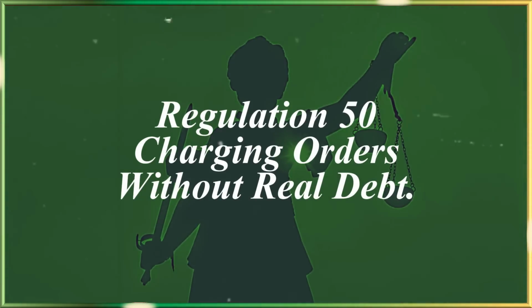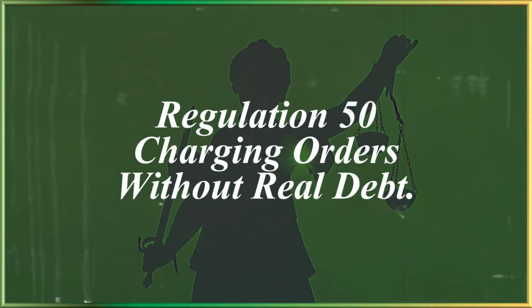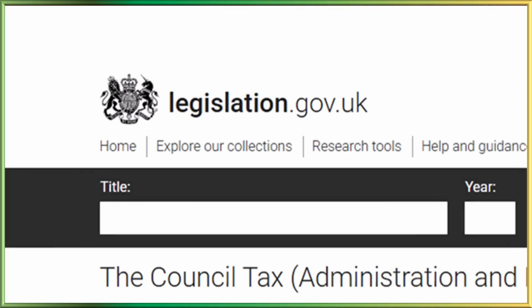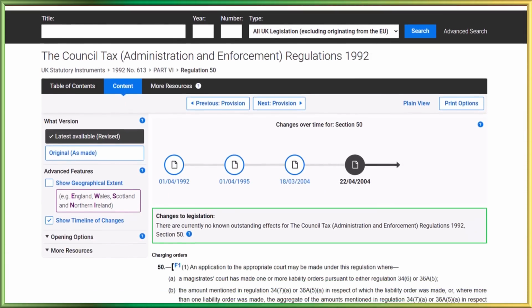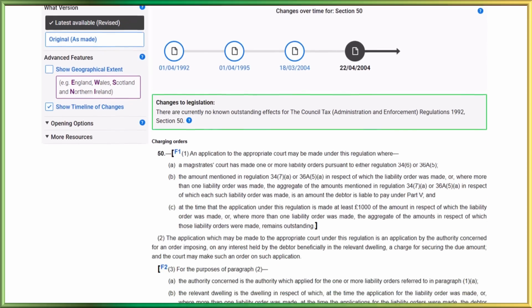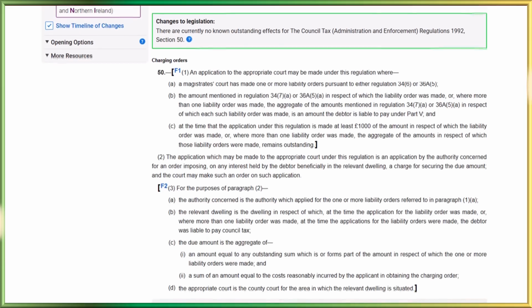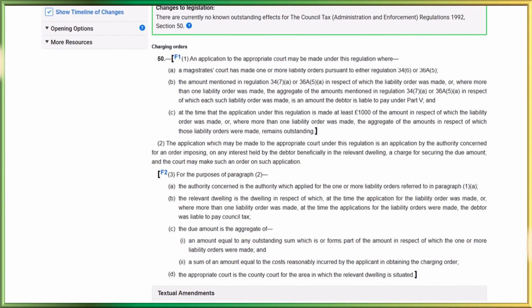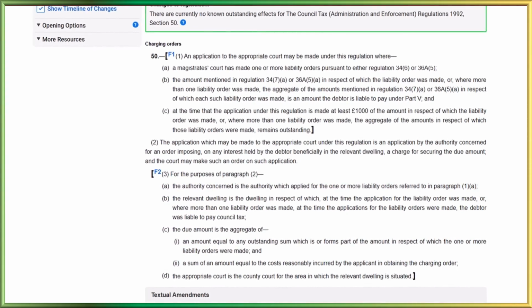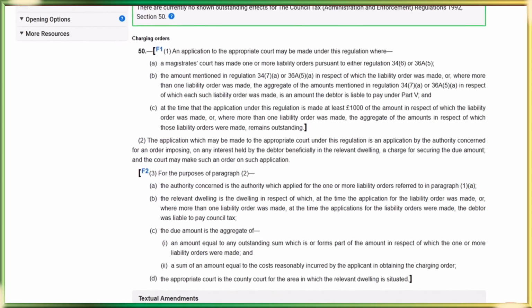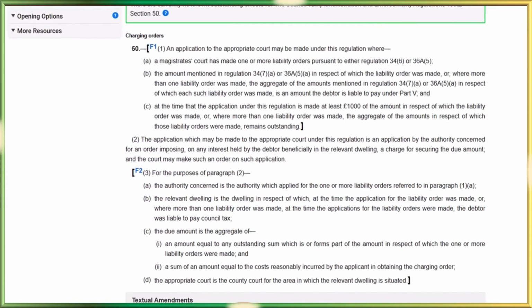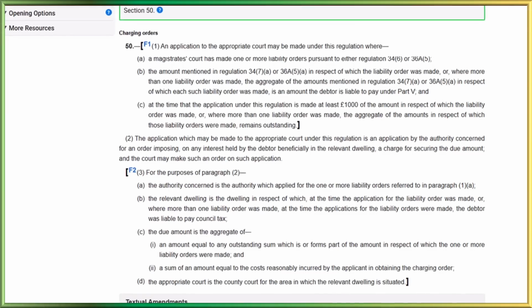Regulation 50, charging orders without real debt. Regulation 50 escalates the enforcement even further. Just as Regulation 49 creates fiction for bankruptcy, Regulation 50 creates fiction for property seizure. Normally under the Charging Orders Act 1979, a creditor must have a proper court judgment before seeking a charge over property. But Regulation 50 circumvents that because councils can apply for a charge based solely on a liability order. No civil trial takes place and no adversarial testing of evidence occurs.